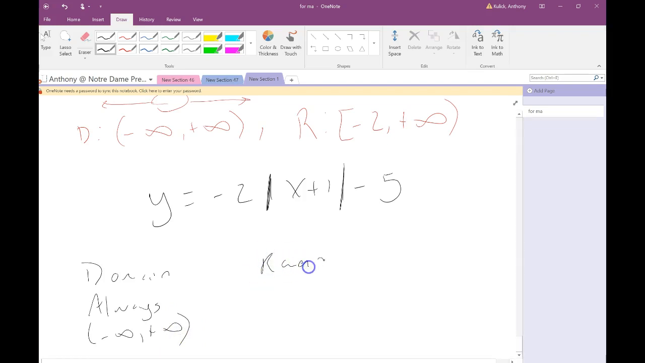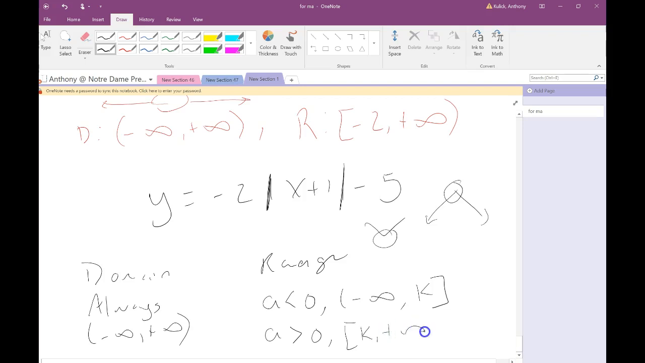The range, though, has two possibilities, and it depends on the A value. So if A is negative, we're going to do one thing, and if A is positive, it's going to be a different thing. Okay? If A is negative, the graph opens down, right? So that means we're going to be starting at negative infinity and going up to that y-coordinate of the vertex. If A is positive, it opens up, so we're going to start at the y-coordinate of the vertex and go up to positive infinity.